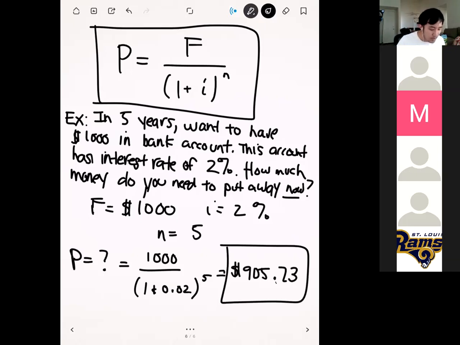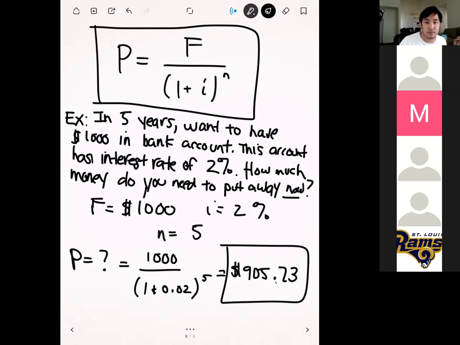And so if you want to have $1,000 in 5 years, and you have a bank account with a 2% interest rate, you have to put away $905.73 in order for you to get that $1,000 exactly. Okay. All right. Are there any questions on this example?